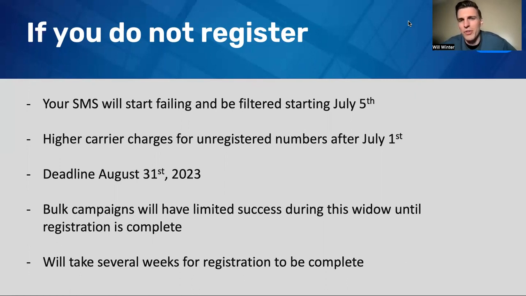August 31st, you will need to register if you want to use any A2P, application to person messaging system. Bulk campaigns will have limited success during this window until registration is complete. So just to give you a heads up, yes, you will see some of your messages start to fail. You will see that error code that I shared earlier. So this is really going to be your motivation, that fire under you. This is some homework. We just need to jump on this and take advantage of the smooth process that's being set up.